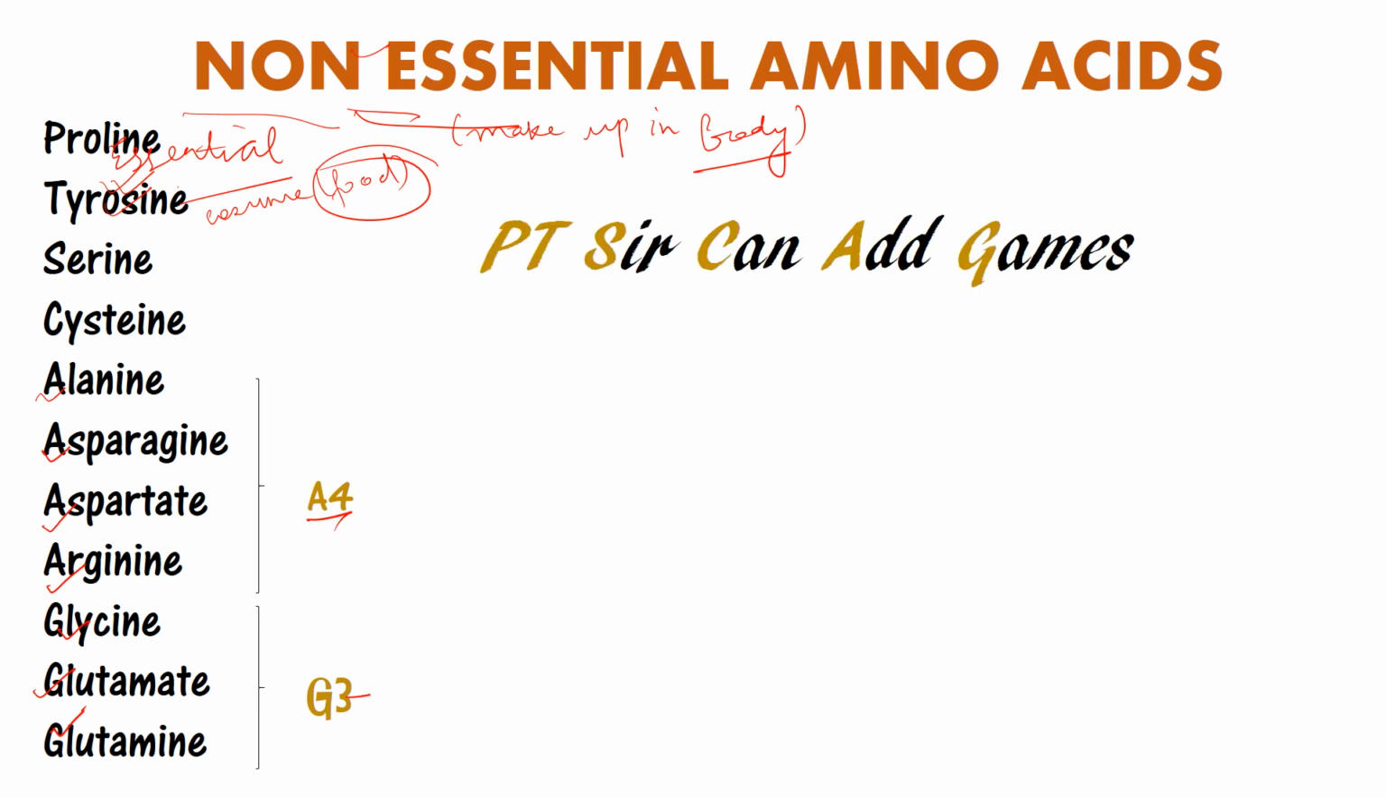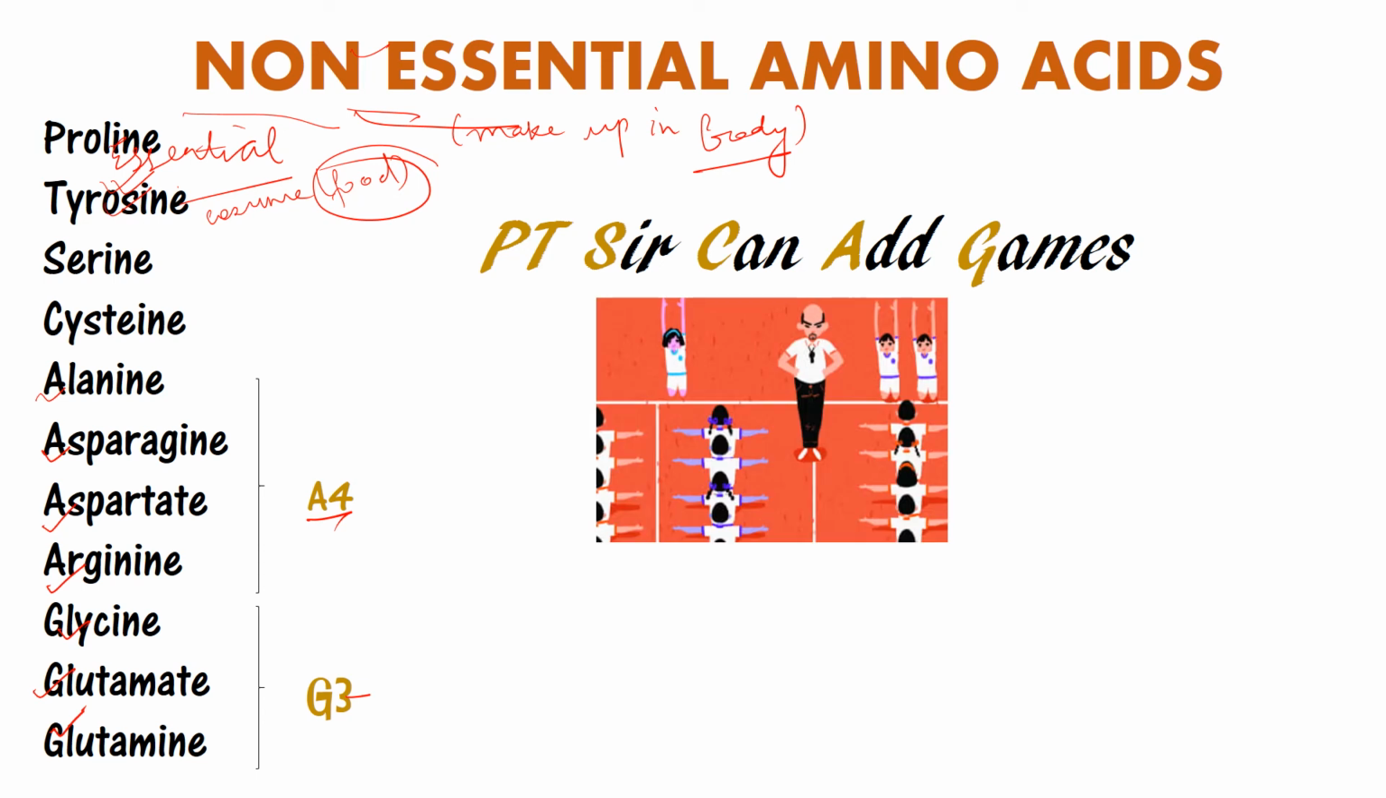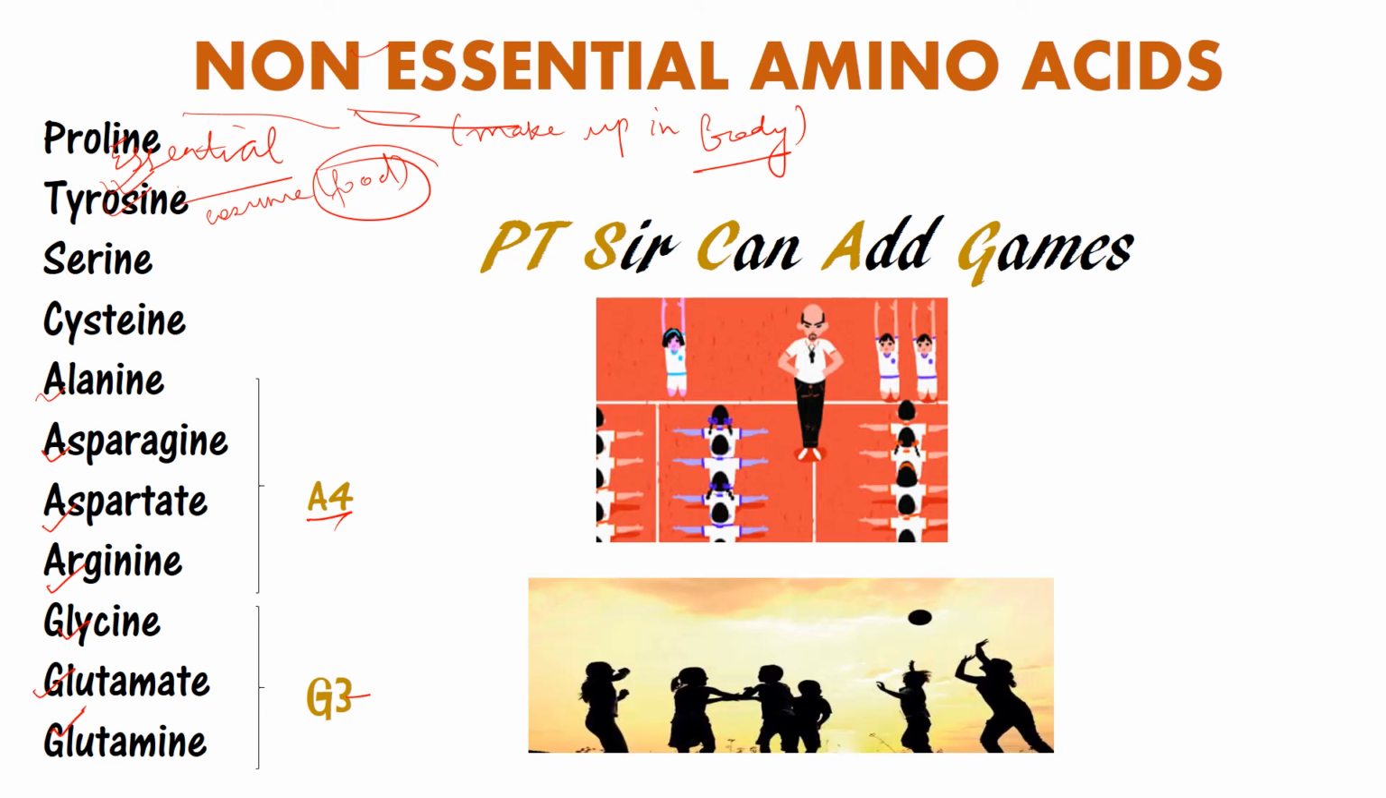Next, the trick will be: PT sir can add games. The PT sir can add games. From P it's proline, from T it's tyrosine, from S it's serine, from C it's cysteine, from A it's all the 4 A's, and from G it's all the 4 G's. So this is a very simple trick to remember. You can remember it easily.